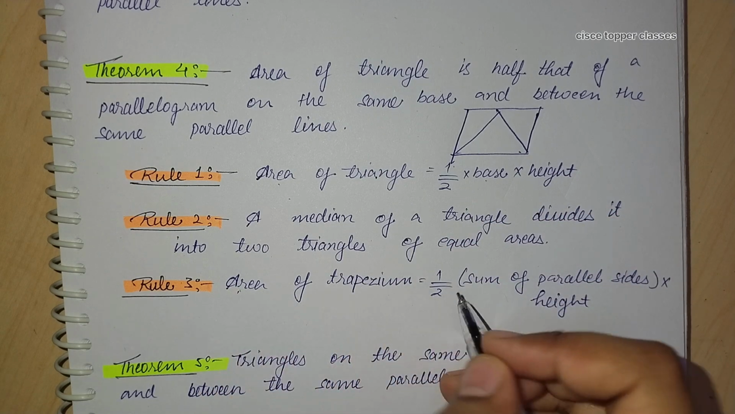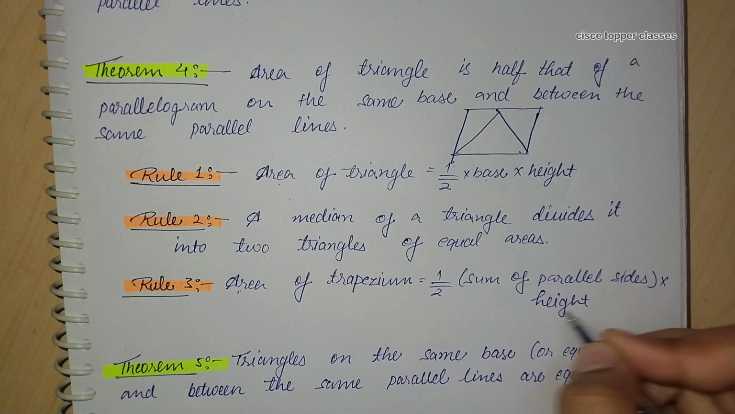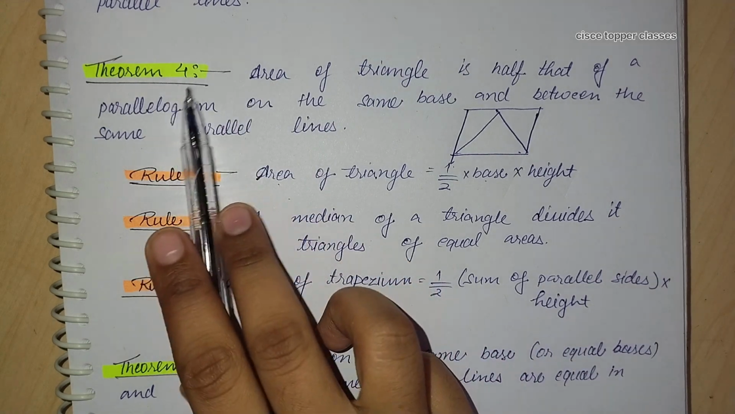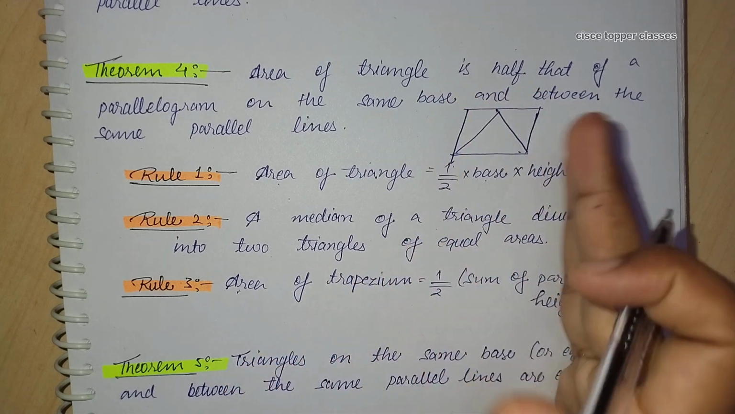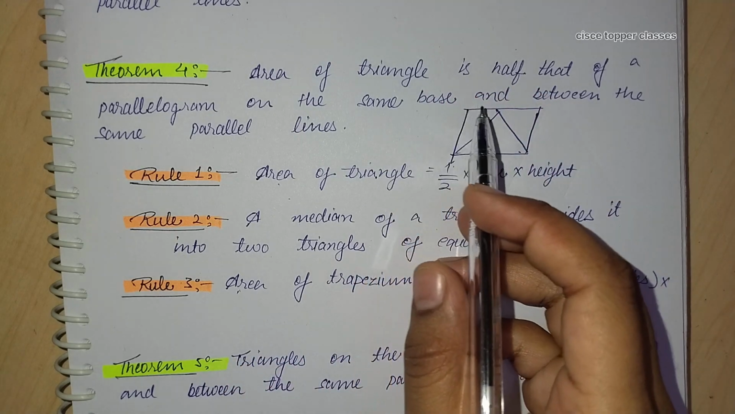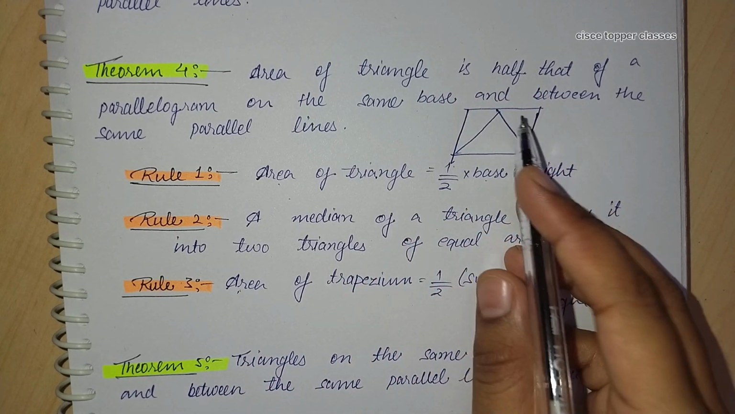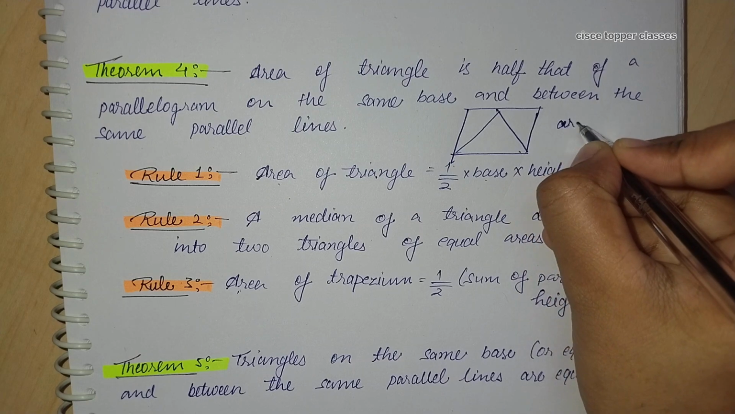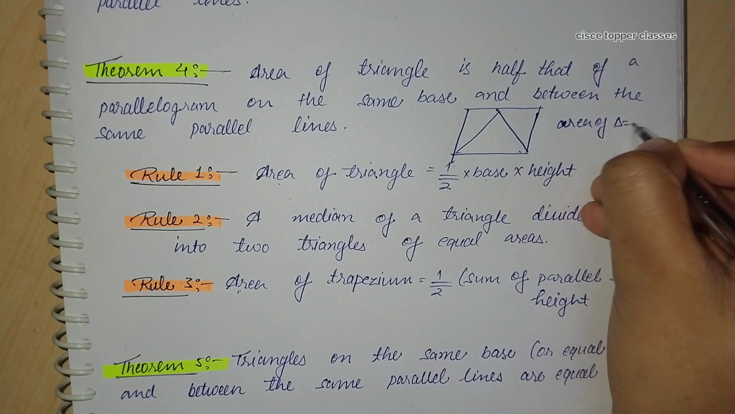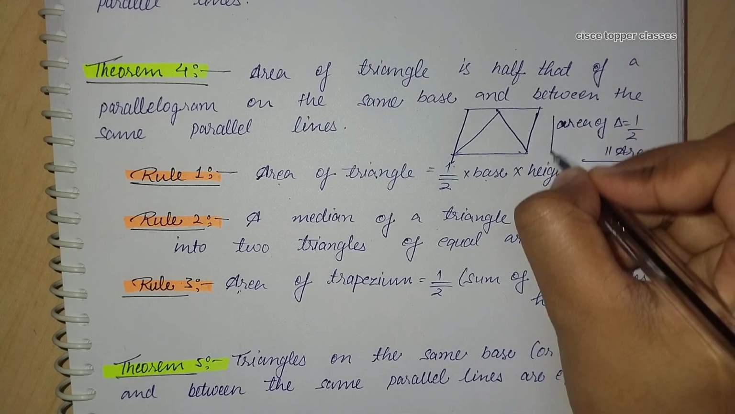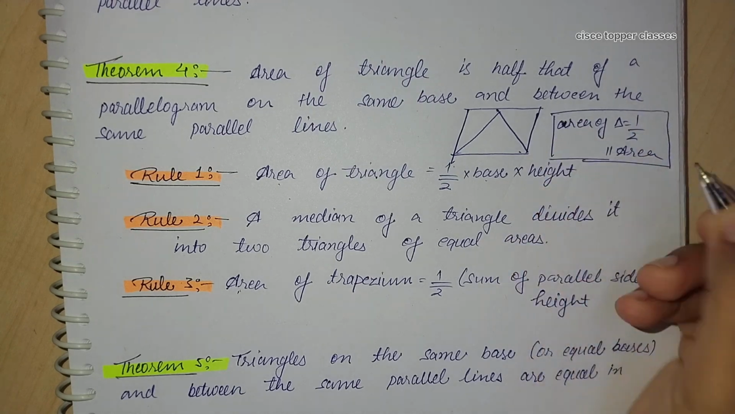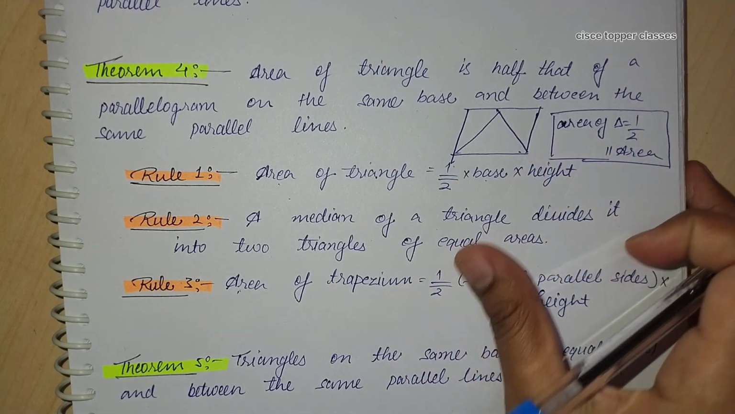Here we have area of trapezium is equal to half the sum of parallel sides into height. And theorem 4 says that if it is on the same base and between the same parallel lines, then area of triangle is equal to half of the parallelogram area. So here area of triangle is equal to half of parallelogram area. This is a very important thing which I am going to use in this exercise.